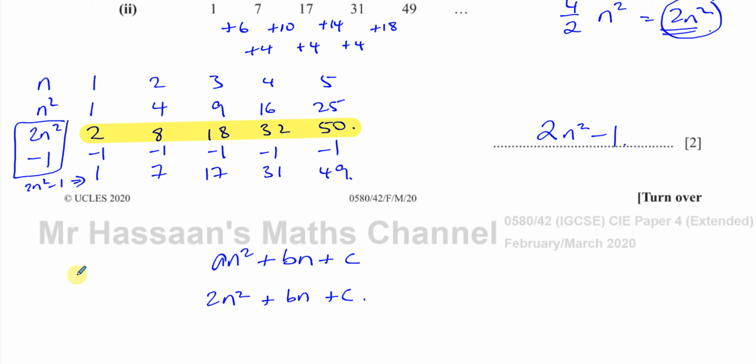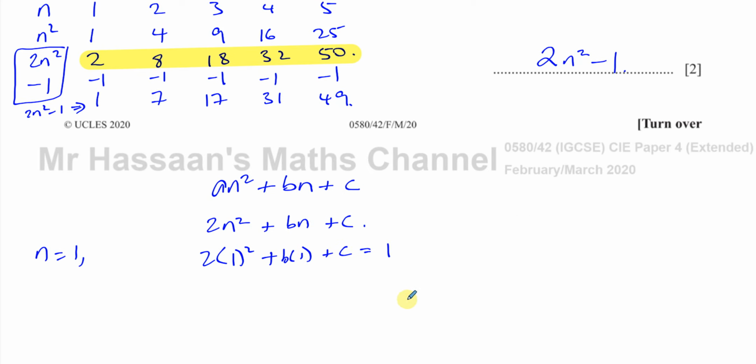And then you can choose, for example, when n equals 1. When n equals 1, the term ends up as being 1, as we know the first term of the sequence is 1. So when I put n equals 1, this whole thing is going to give you 1. So 2n squared plus b times 1 plus c is equal to 1. That way you end up with 2 plus b plus c equals 1. So we can say b plus c equals -1.